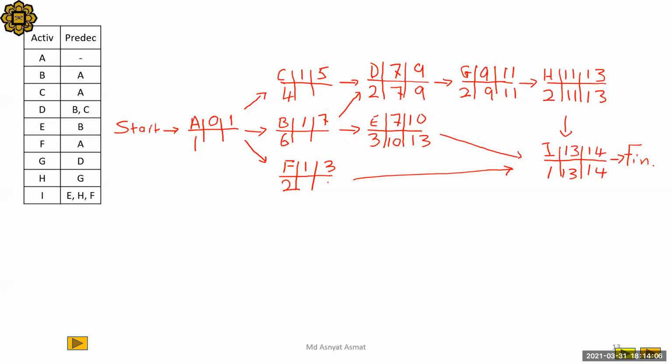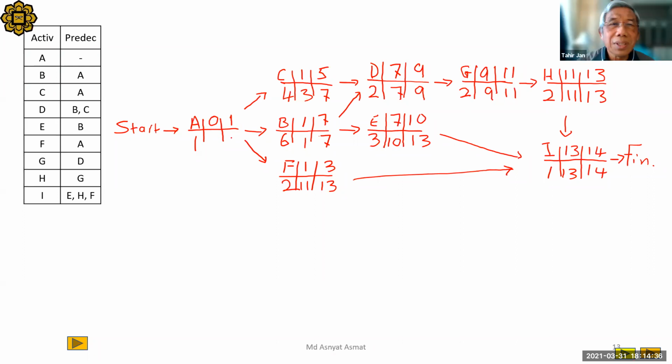F: 13, 13 also. 13, 12. Sorry, 13, 11. Now which one do you want? B: 7, 1. 7, 3. Yes, okay. 7, 3. 1, 1, 0.